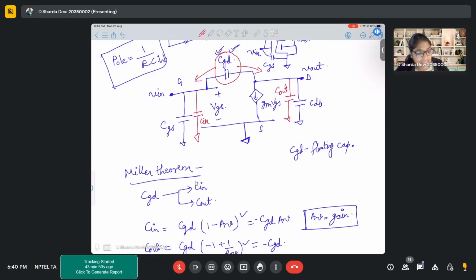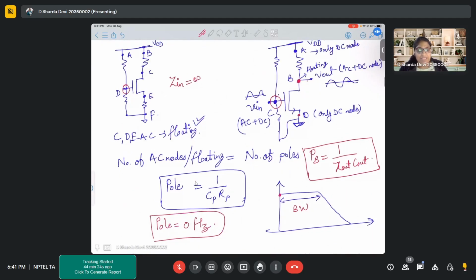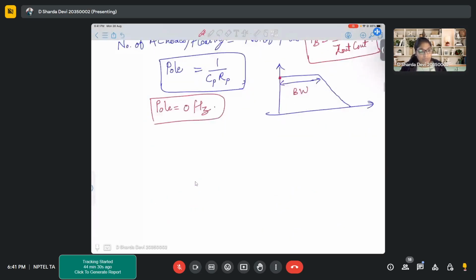So C out dash, which is actually C dB plus C out. So the resulting capacitance that you get is the total cumulative effect of all the capacitors that are present at that particular node and all the resistances that can appear at that particular node. You get the product of them, and one by the product will give you the pole. Got it? So that's why it is very important to understand the capacitive behavior of your system.